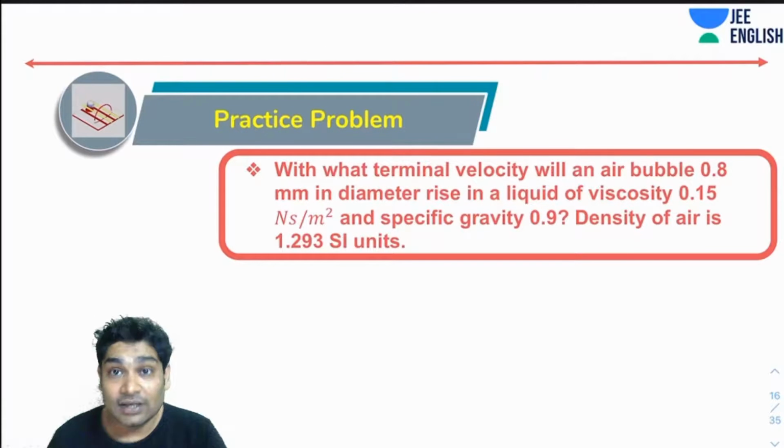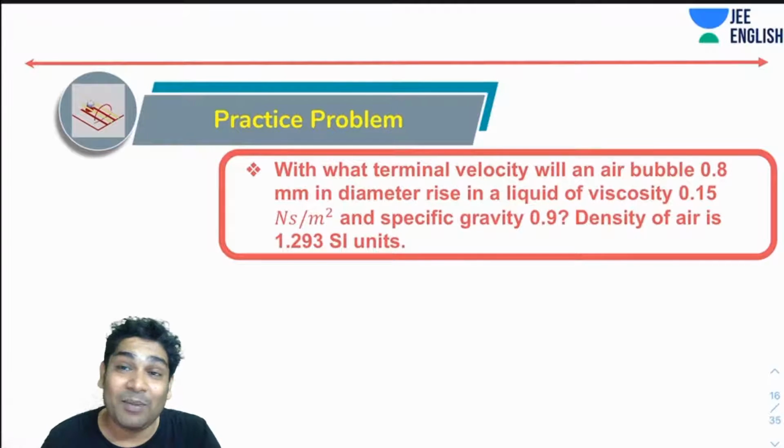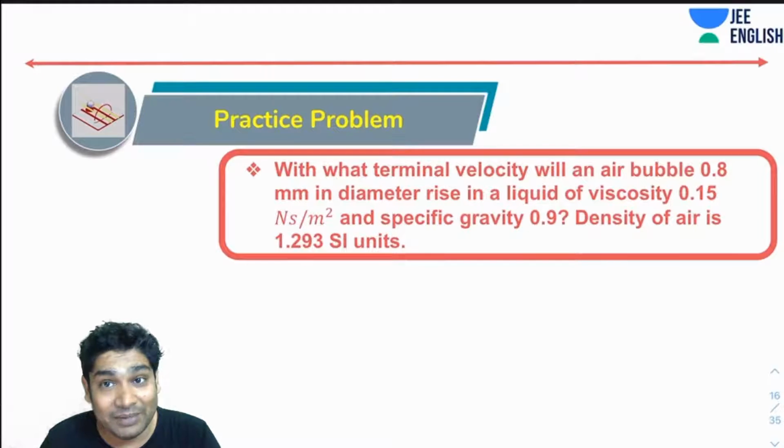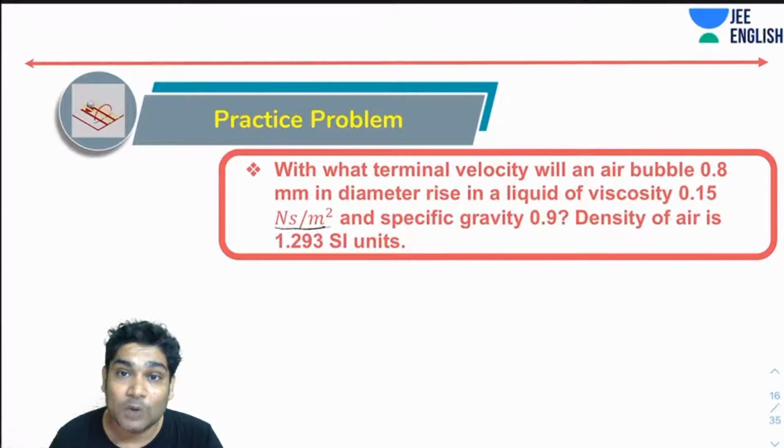Alright, so please remember this. Now let's try one more problem. You've been told: with what terminal velocity would an air bubble of 0.8 mm in diameter rise if the liquid has viscosity 0.15? Again, this is SI, so this is fine. And specific gravity of 0.9. The density of air can be assumed to be this.